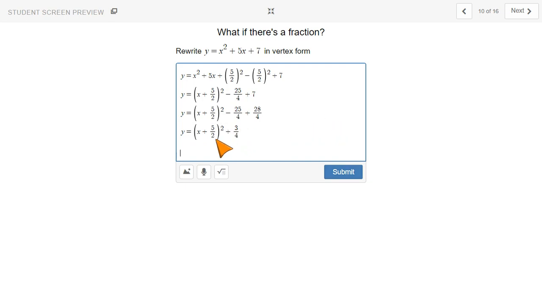We've rewritten it, we know what the vertex is, but we had to deal with it in fractions. If you're unsure how I got all of the fractions, you might want to review it or figure out how to do fractions using your calculator. All right, and that is it for the lesson.